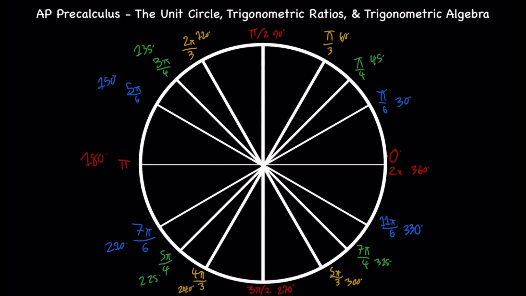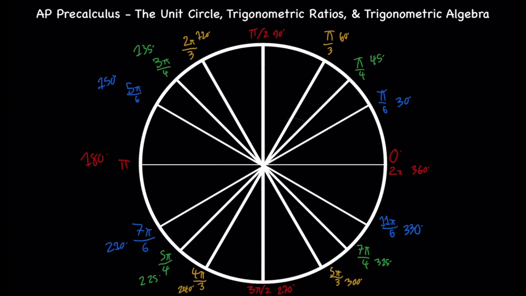So the unit circle is basically a circle that measures the angle in terms of degrees, radians, and when we get to it, coordinates.